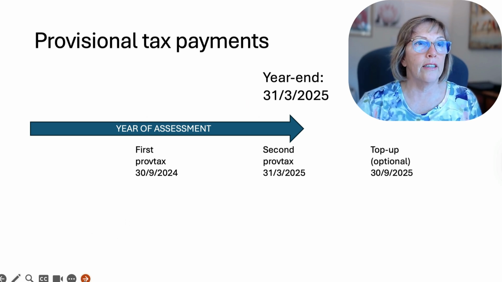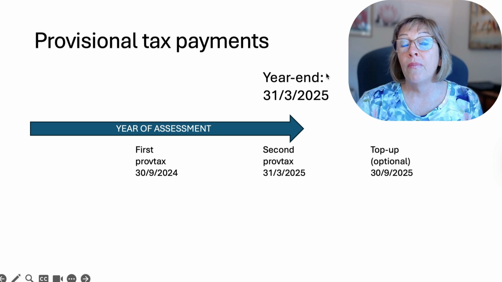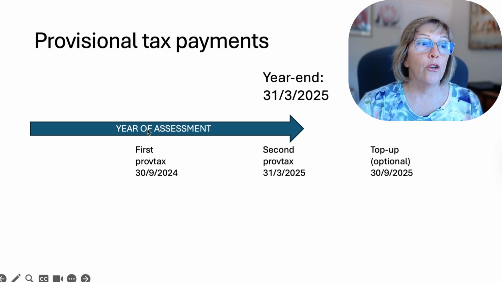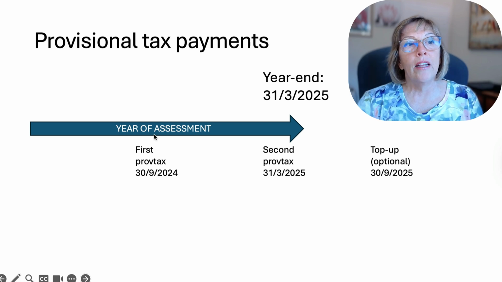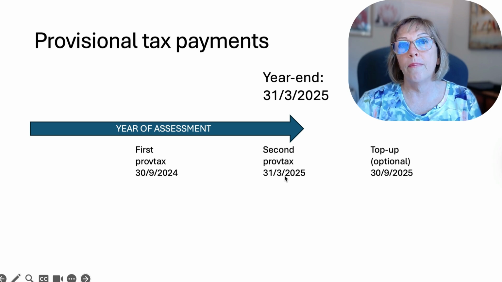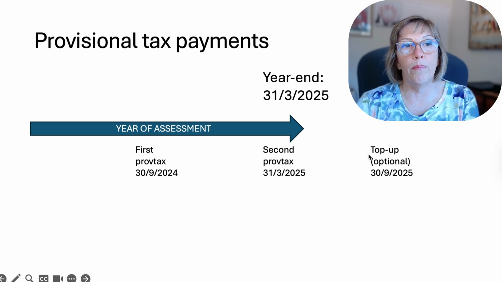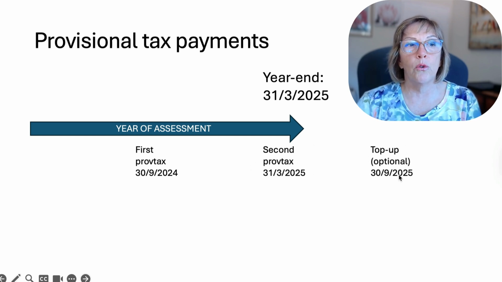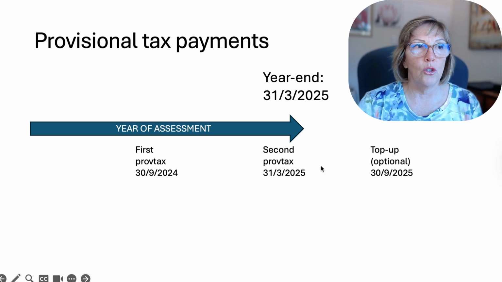Of course, just looking at a different tax year end, if you had a March year end, your first provisional tax would be done in September into the year, the second provisional tax on the last day of the year of assessment. And there again, if you've got a March year, here you have a 6-month period for your top up, and that would then be done at the end of September as well.